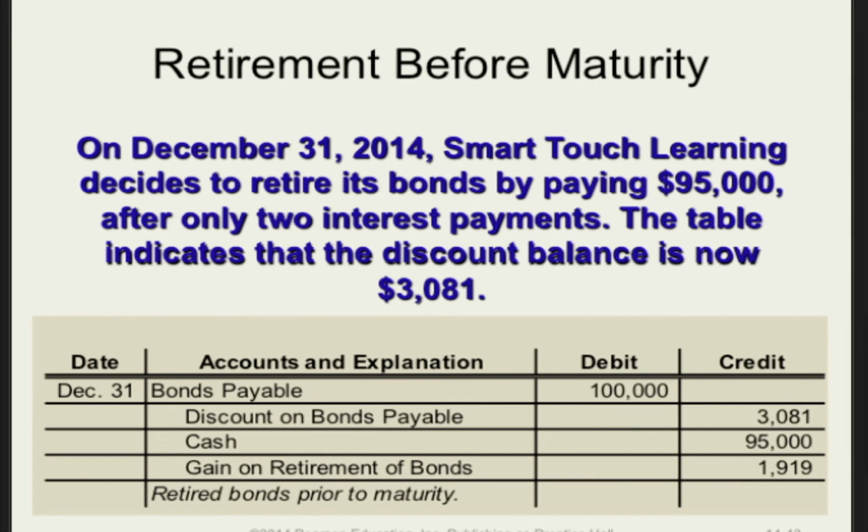The entry will require that the bonds be removed from the books by recording a debit to bonds payable of $100,000 and a credit to the remaining discount on bonds payable of $3,081. In addition, cash will be credited for $95,000. In order to balance the journal entry, a gain on retirement of bonds will need to be recorded with a credit of $1,919.